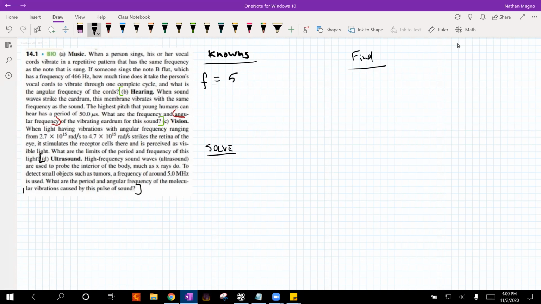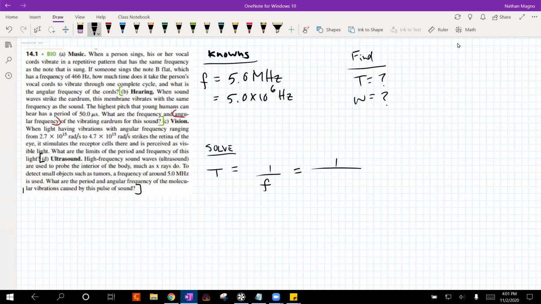So frequency, 5.0 megahertz. And that's also equal to 5 times 10 to the 6 hertz. And we want to find the period of the molecular vibrations and the angular frequency. It's pretty straightforward, so let's solve it. Period is 1 over the frequency, 1 over 5 times 10 to the 6 hertz, which is 2.0 times 10 to the negative 7 seconds.